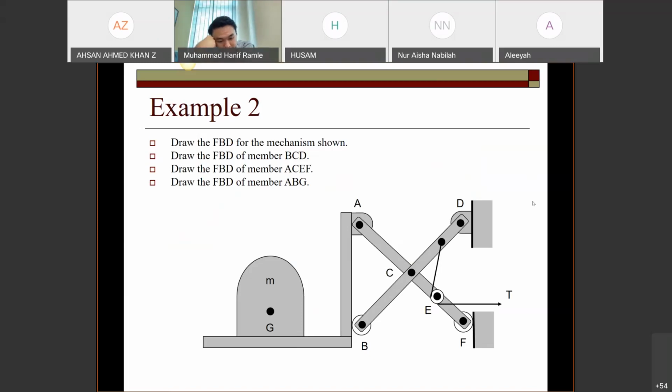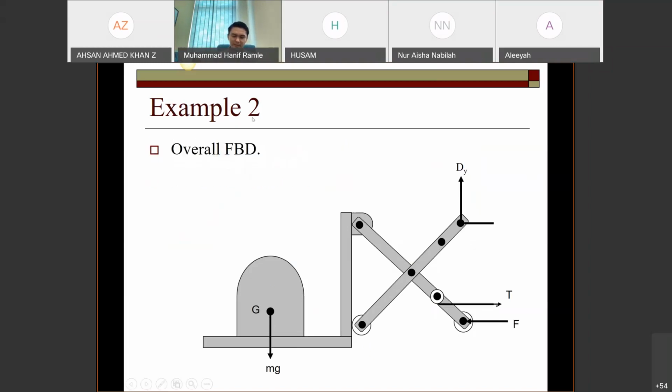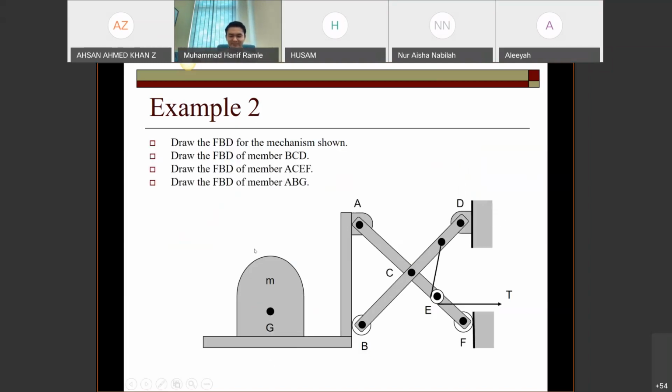All right, example 2. Draw the FBD for the mechanism shown. What should we do first? Guys, respond please. No answer. What should we do first? Select any one point about which we have to draw the FBD. Select one point.